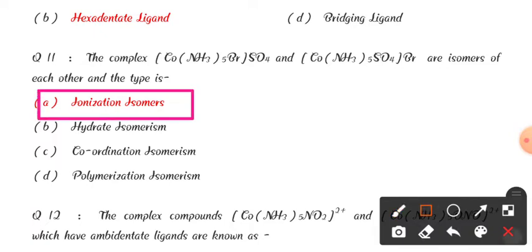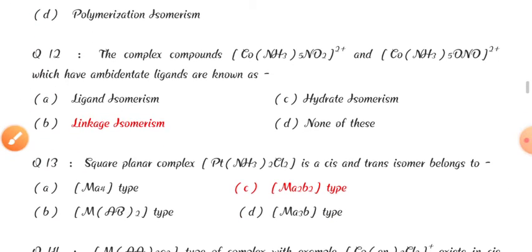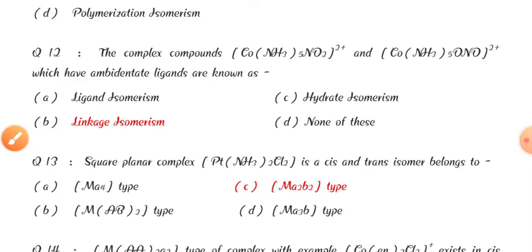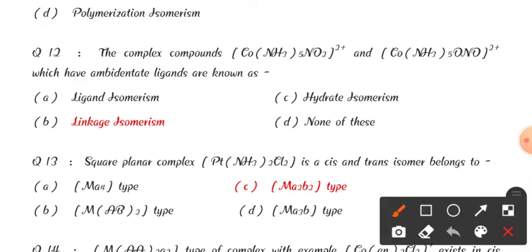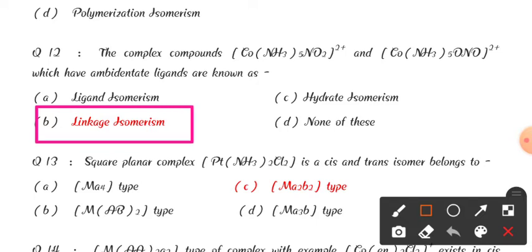Okay, now question number 12. The complex of the compounds of this and this which have the ambidentate ligands are known as linkage isomers. Ambidentate ligands, you know ambidentate ligand very well in a given complex. So that particular complex compounds contain ambidentate ligands, and that's why the complete process is linkage isomer.